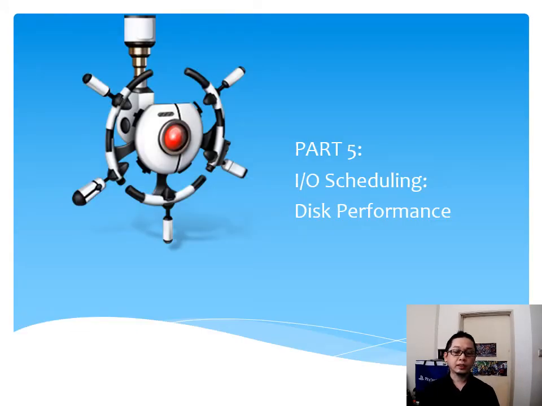Before we continue to the next part, which is on I/O scheduling and disk performance, let's take a 5-minute break and recap what we have learned so far. Look at the buffering system, a characteristic of I/O management. Try to understand why it's done that way and why buffering is needed. So take a 5-minute break before we continue to part 5 on I/O scheduling.